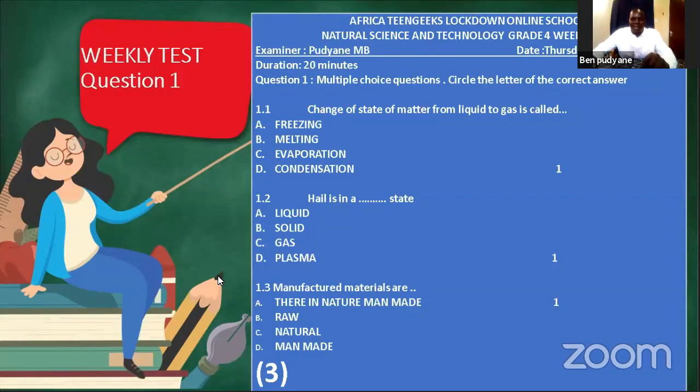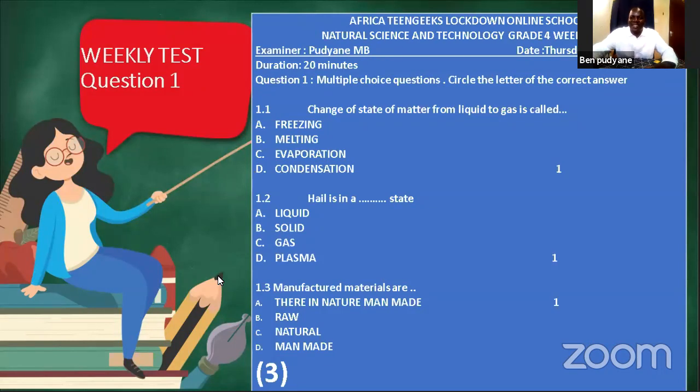1.3, manufactured materials: number A, are there in nature? Or number B, they are raw. Number C, they are natural. Number D, they are man-made. Now I'm going to give you answers for these 3 questions.